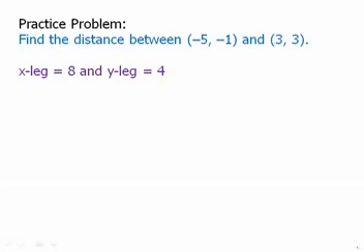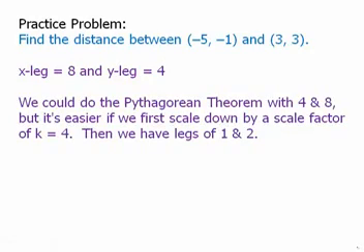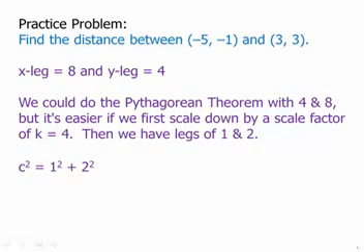Okay, so if we find the x leg, the run between them, we get a run of 8 and a rise of 4, a y leg of 4. We could do the Pythagorean theorem with legs of 4 and 8, but it's easier if we scale down first by the greatest common factor, a scale factor of 4. We scale down to a much smaller triangle with legs of 1 and 2. Well, that's very easy to solve.